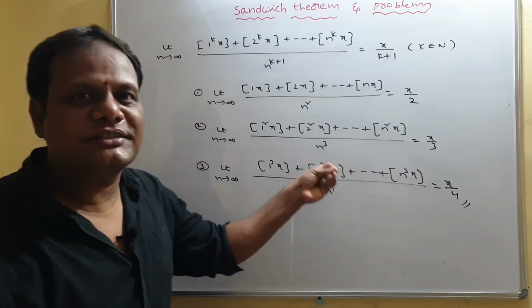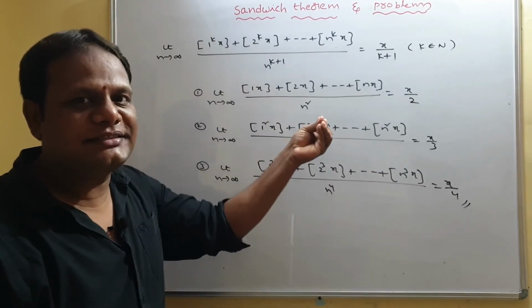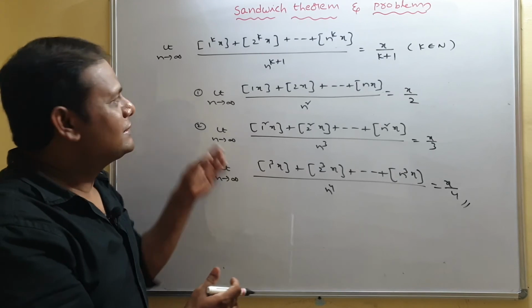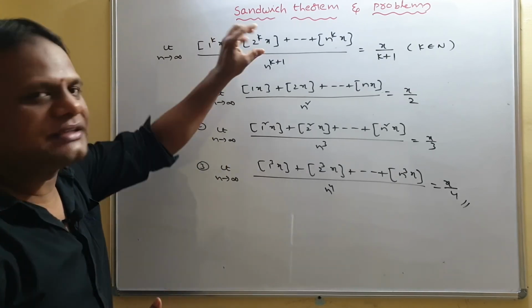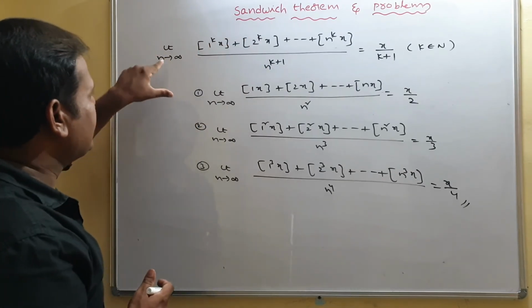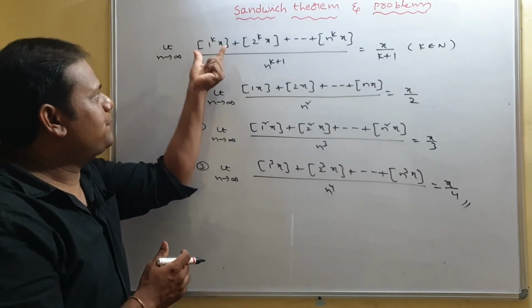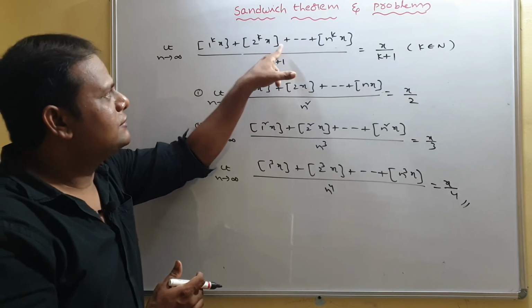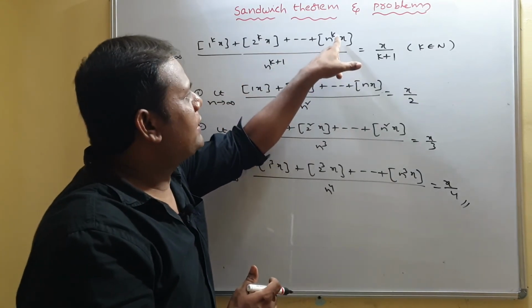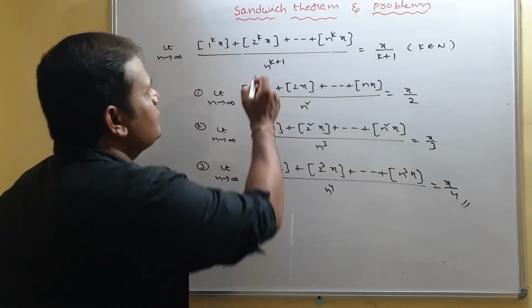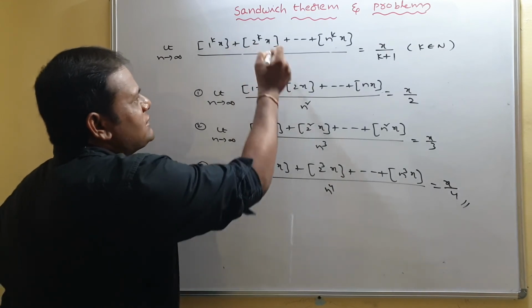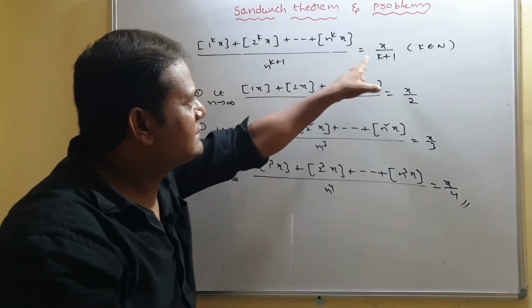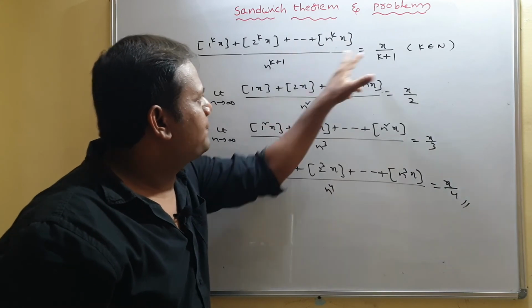Here we have one shortcut method to give the answer easily for some problems. That is, if the problem is like this, I mean limit n tends to infinity of [x] 1 power k plus [x] 2 power k plus so on plus [x] n power k by n power k plus 1. Then answer is x by k plus 1.